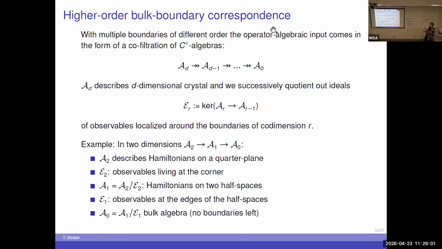So if you remove the corner, what we are left with are basically two infinite half spaces which are still loosely connected to the pole. So they just don't have a corner anymore. So then you can quotient out more because you still have boundaries left. You have the edges of the half space. So then you quotient out the edges of the half space, and finally you are left with just a translation invariant algebra of observables, which are the bulk. So that's kind of the mathematical setup now. It's like we have much more data because we want to distinguish between boundaries of different codimensions.